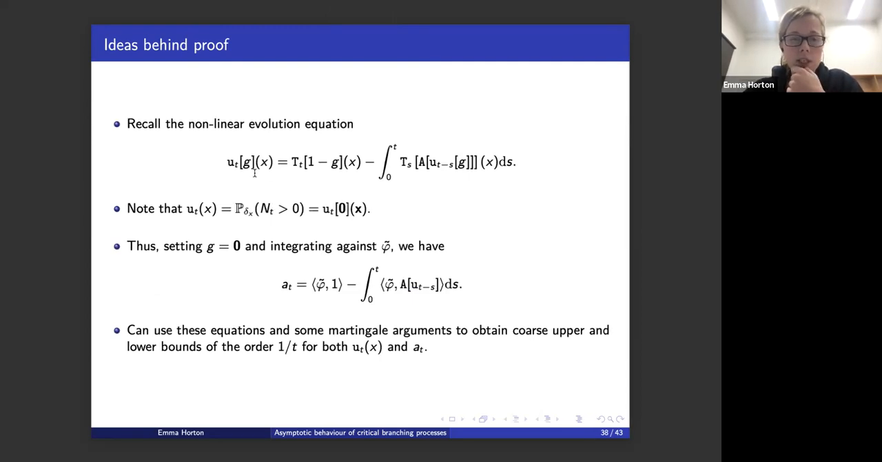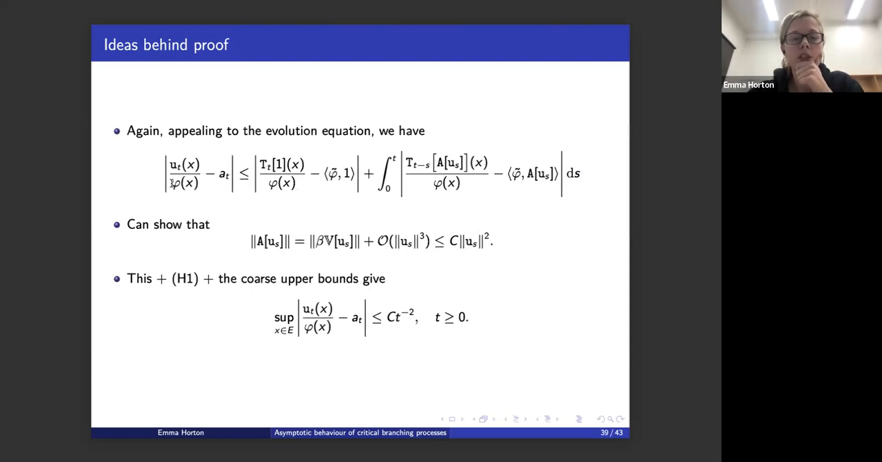So first, if we recall the nonlinear evolution equation that was UT, which was 1 minus the expectation of the product. We can note that the survival probability is a solution to this equation because all we need to do is take G to be the zero function. And to obtain the lower bound of order 1 over T, it's very easy. We use very nice martingale arguments, and this is very straightforward. But to find the coarse upper bound, we have to use some PDE techniques along with this uniform ellipticity type assumption H5 to obtain this upper bound using this equation for AT. I know I'm skipping over a lot of details, but because they're not so intuitive, it doesn't make sense to go into all the details.